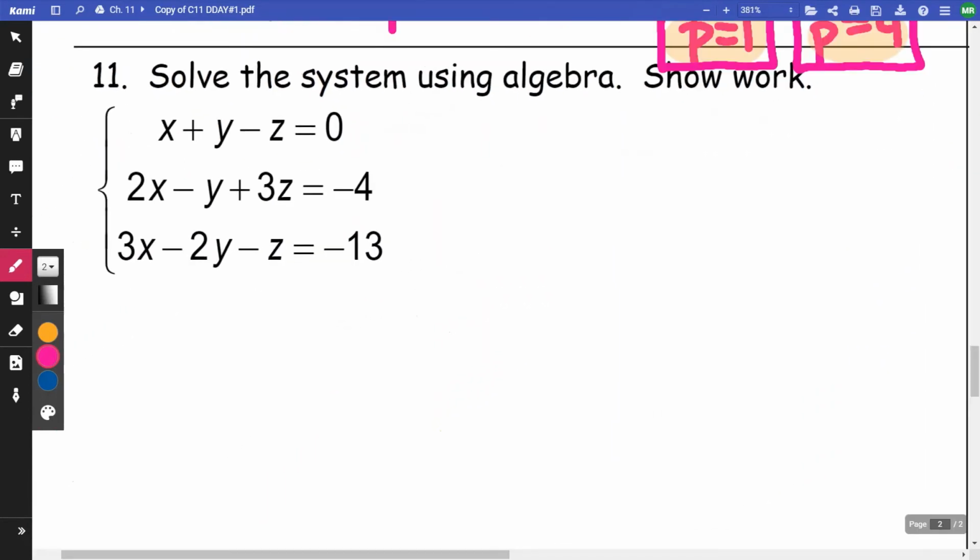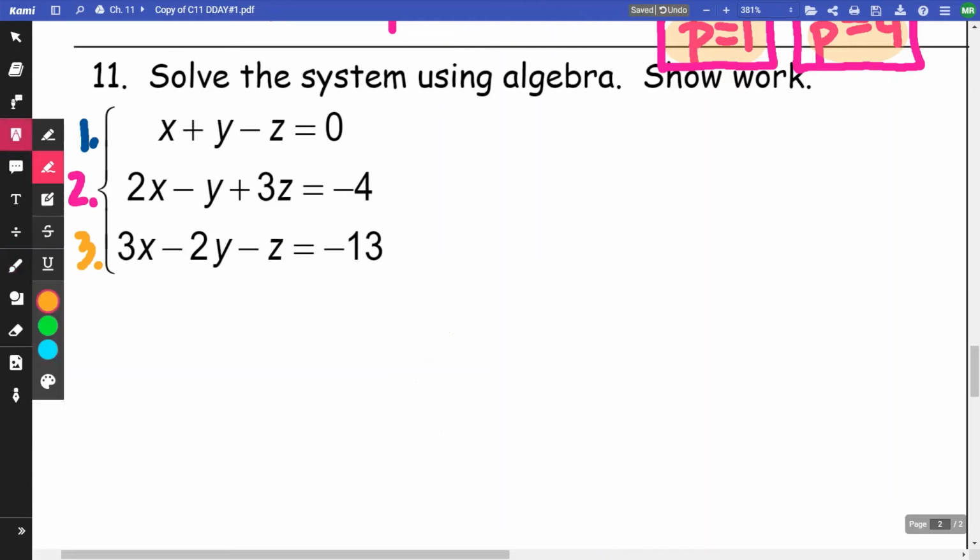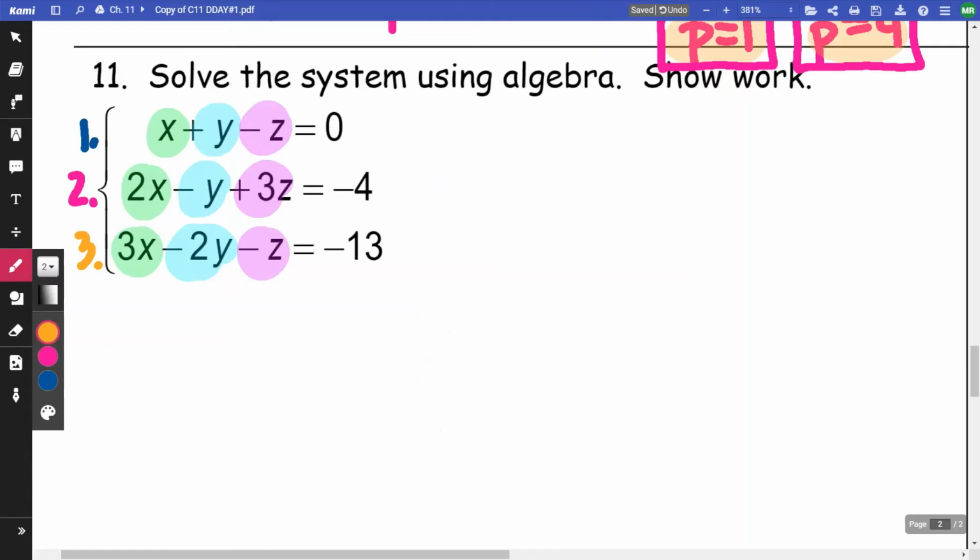Number 11, system of equations. I'm going to number these number 1, number 2, number 3. Looking at these, I want to focus on my variables. I have an x, a 2x, and a 3x. I could eliminate easily. Let's just see if anything else is either positive y, negative y, and a negative 2y. That's pretty easy. My z's are actually not so bad either. So really it's up to you as to which one you're going to do. I think I'm going to do the y's. Okay, I think I'm going to eliminate y.